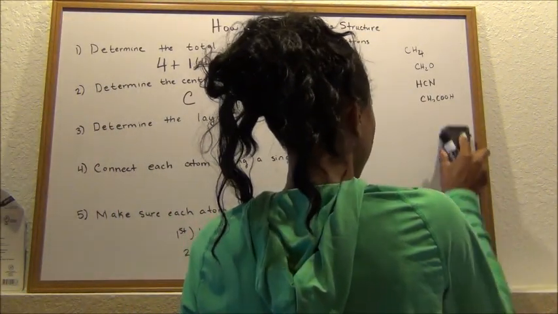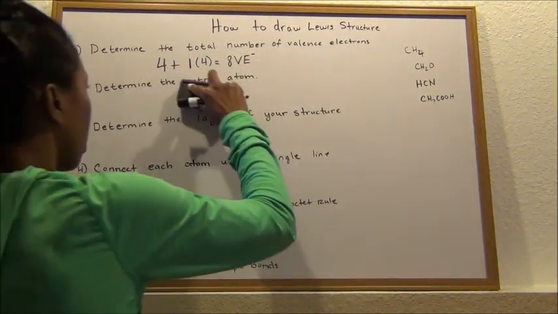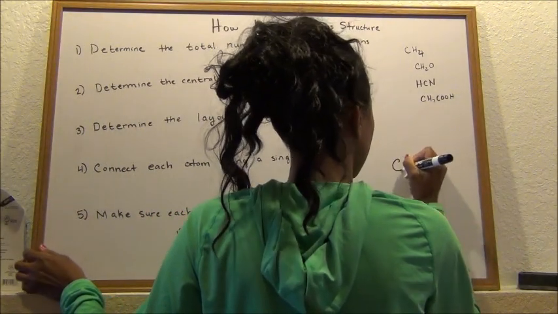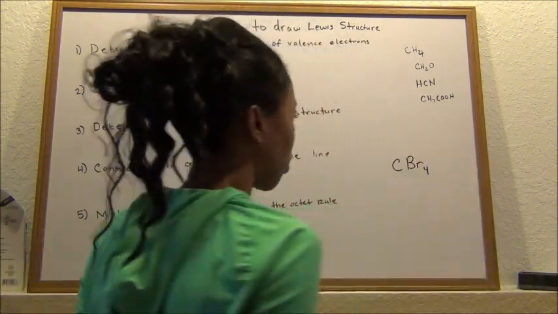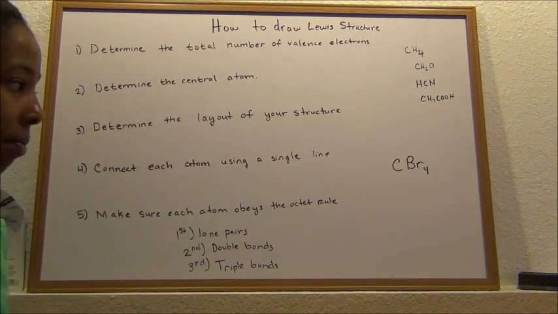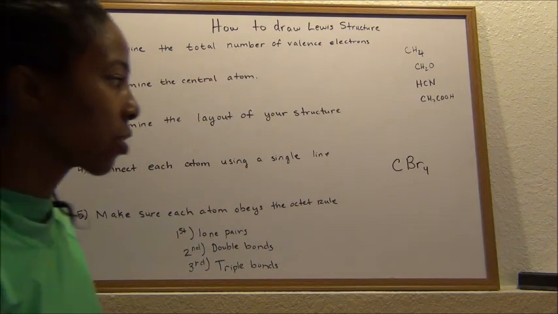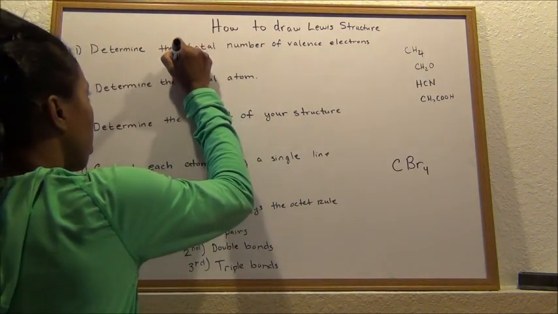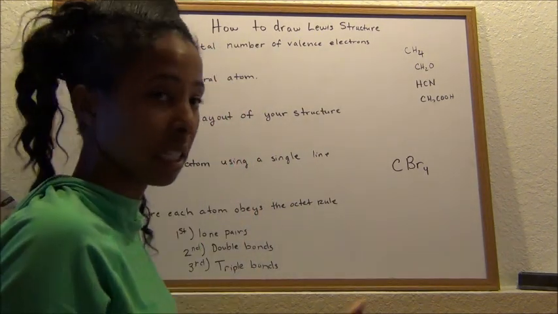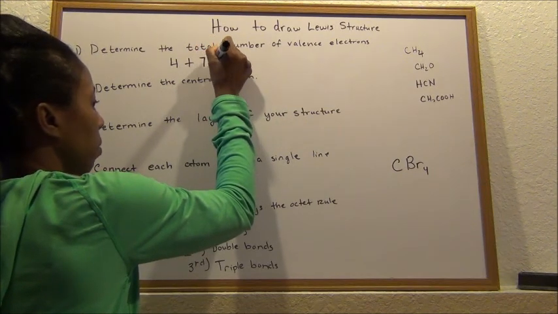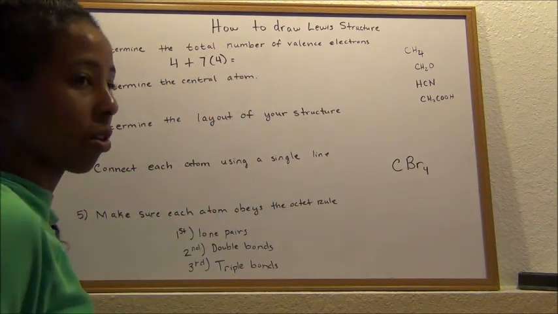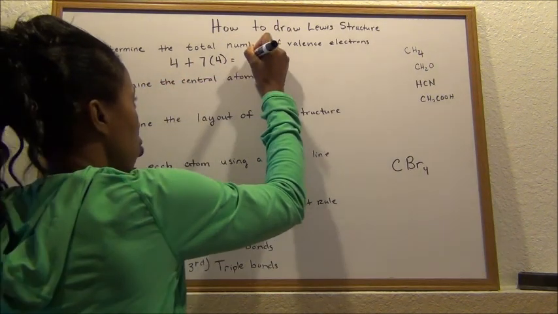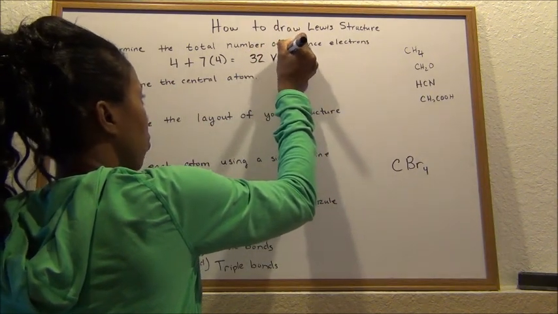Now let's try another one. Let's try CBr4. We're going to try carbon tetrabromide. So the first thing that we're going to do is count up the total amount of valence electrons. Carbon has 4. Bromine has 7 because it's in group 7A, but we have 4 of them. So 7 times 4 is 28. 28 plus 4 is 32. So we have 32 valence electrons.